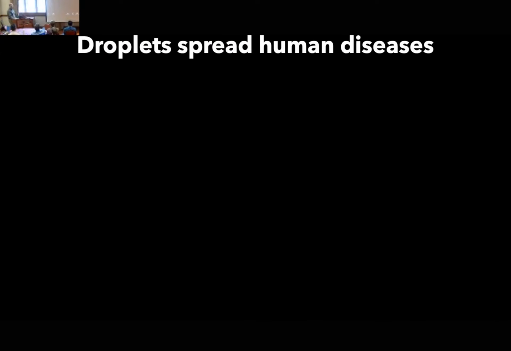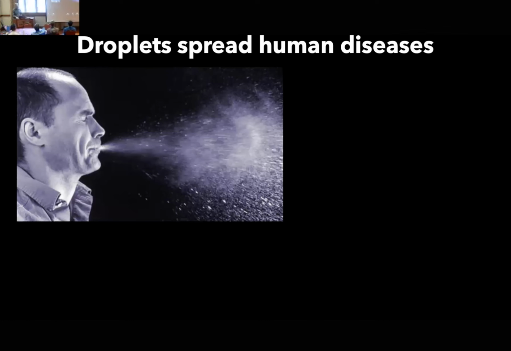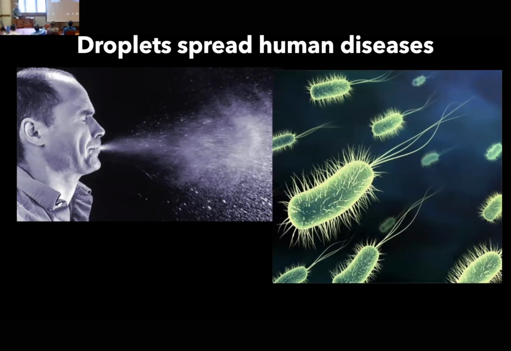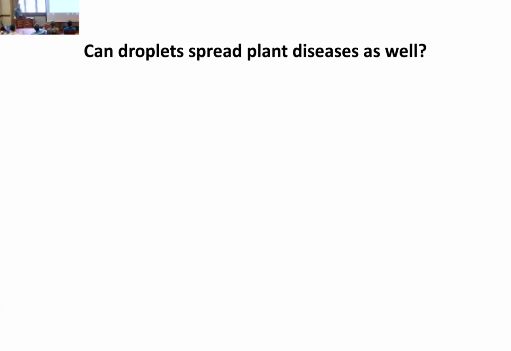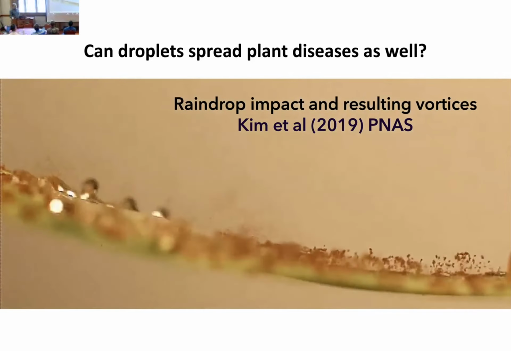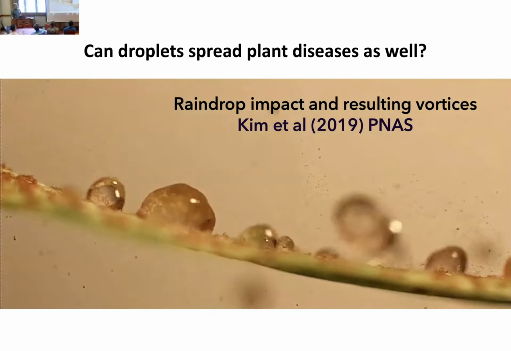So we all know, if we've been around for the past 2 years, that droplets spread human diseases through sneezing, coughing. And this was long before COVID. So these are little bacteria, and bacteria are very small, but you could fit thousands into a typical size raindrop. A question that I've had working with others in plant disease in the agriculture school is, can droplets spread plant diseases as well? So I'm going to share a little bit from work by others.